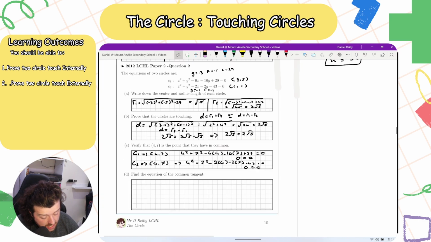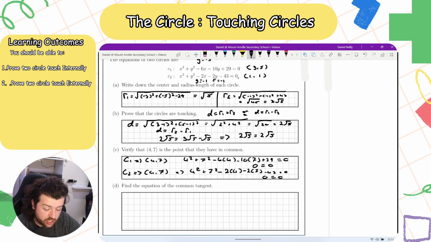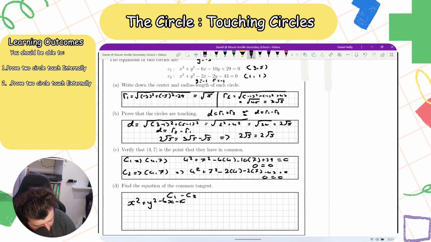Then finally, last one here, find the equation of the common tangent. Well, that's very easy. I have both of them in general form, so I just need to subtract them. So C1 minus C2. So x squared plus y squared minus 6x minus 10y plus 29 minus x squared plus y squared minus 2x minus 2y minus 43 equals 0. So x squared minus x squared, y squared minus y squared, minus 6x minus negative 2x, so that's minus 6x plus 2x, which is minus 4x. Then minus 10y minus negative 2y, that's minus 10y plus 2y, which is minus 8y. And then 29 minus negative 43, which is 29 plus 43, which is equal to 72.